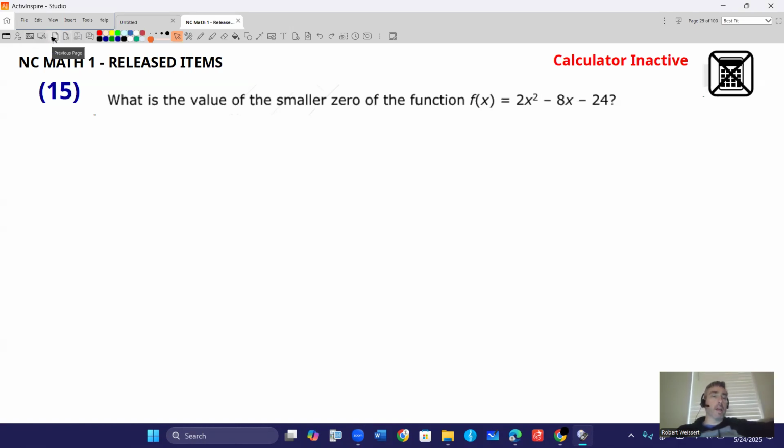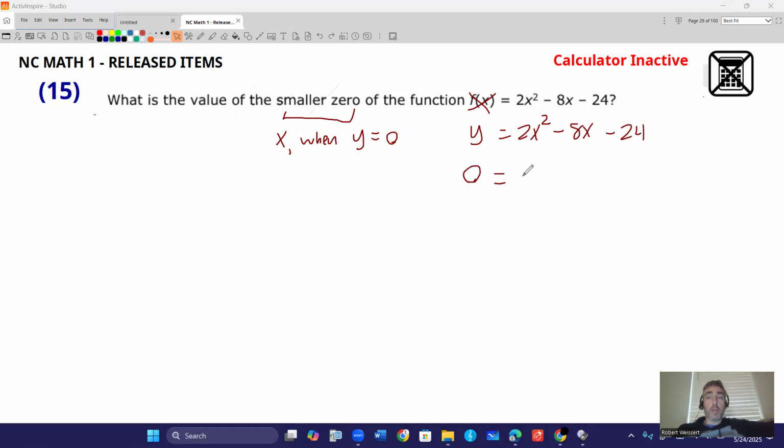All right, so first of all, again, we had a question before talking about a zero. Seems like this is an important topic, and indeed, when you get to your other math classes, you're going to be talking about zeros. So zeros are the values of x when y is equal to 0. And once again, f of x is y. So really what I'm looking at is, can I solve this equation? 0 equals 2x squared minus 8x minus 24.